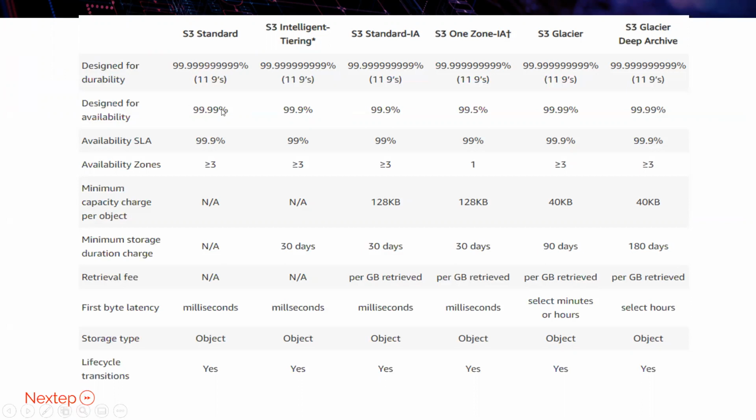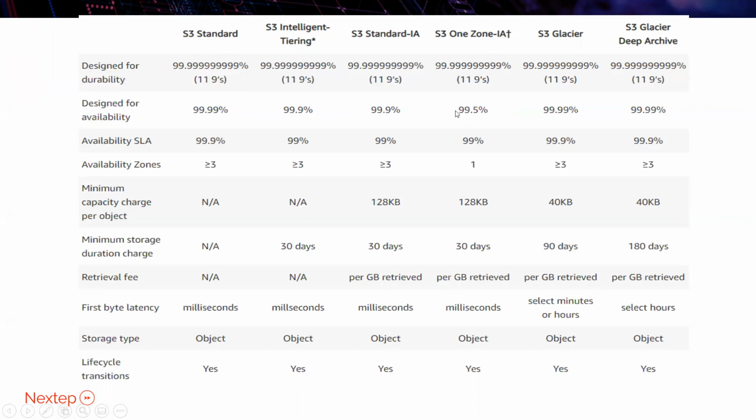And designed for availability, look at it. 99.99% for Standard, 99.9% for Intelligent Tiering. It's because Intelligent Tiering will switch between Standard and Standard IA. Because Standard IA is 99.9%. Okay, because you're paying a little bit less money. Standard is the most expensive one. And then One Zone IA is 99.5%.